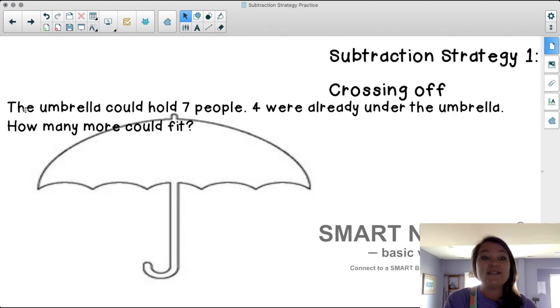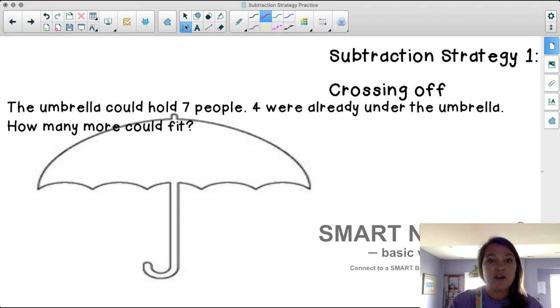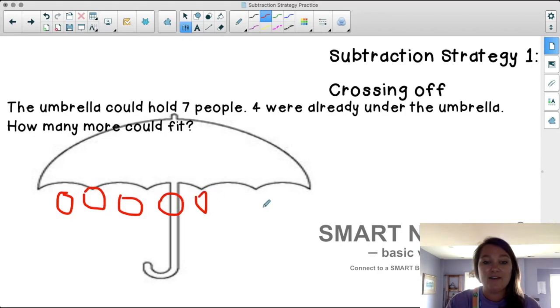So we hear the umbrella could hold 7 people. 4 were already under the umbrella. How many more could fit? So if we're going to use our subtraction strategy number 1, crossing off, I'm going to draw 7 people under the umbrella. 1, 2, 3, 4, 5, 6, 7, right?